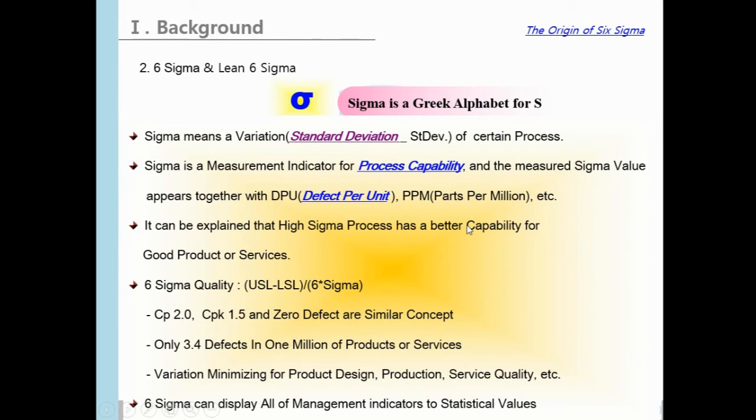Yes, standard deviation, the concept is important. Actually, the reason why we use square root is because if not, the value is so big, huge. And sigma is a measurement indicator for process capability. Process capability, we heard a lot. Let's see what it is.